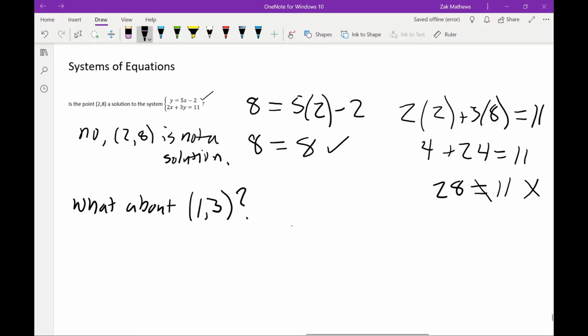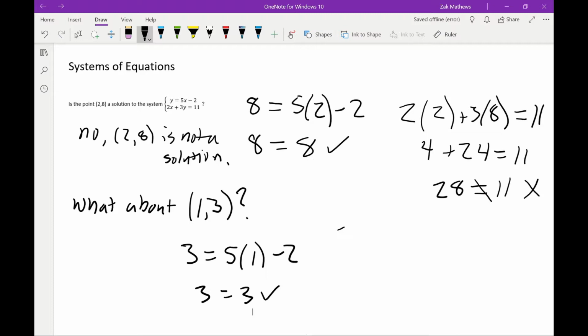So we're going to do the same thing that we did just a second ago. I'm going to start by plugging my 1 into the x of the first equation, the 3 into the y. So let's see what happens on this one. We'll have 3 equals 5 times 1 minus 2. And we get 3 is equal to 5 minus 2. 3 is equal to 3. That is true. So just like with the first one, the first equation did work out, but we know that it has to work in the second equation as well.